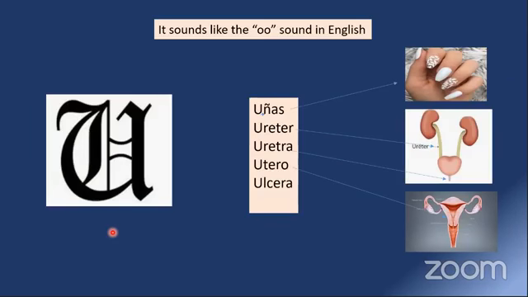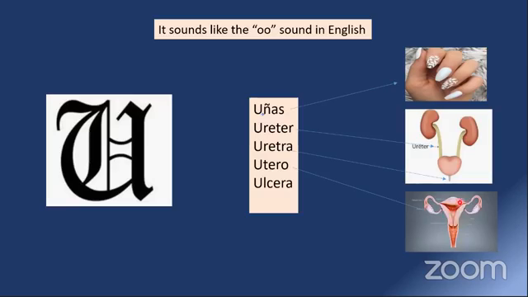What's uñas? Uñas, nails. Ureter. This is for urology. You have a stone in the ureter. That means the stone is up here. This is ureter. Remember what was the name of this? Riñón. Ureter. Uretra is the little one here that makes us pee, from the bladder to the outside. Uretra. Útero is different, right?